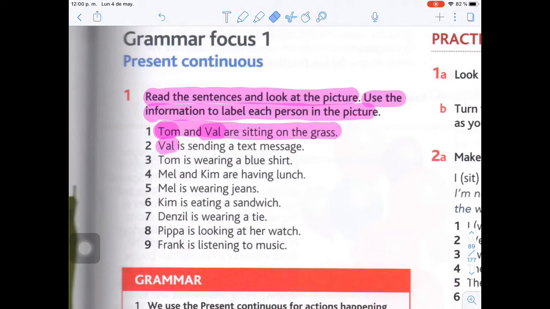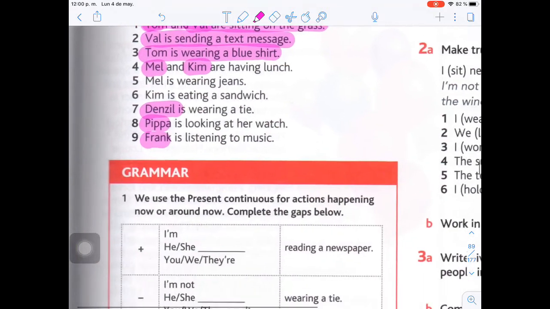Val is sending a text message. Okay, so you can see Val is sending a text message and Tom is wearing a blue shirt. Now you have to identify Mel, Kim, and Denzel, Pippa, and Frank. So according to that information, you will identify in the pictures who is each person.